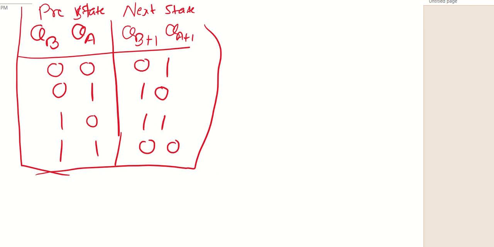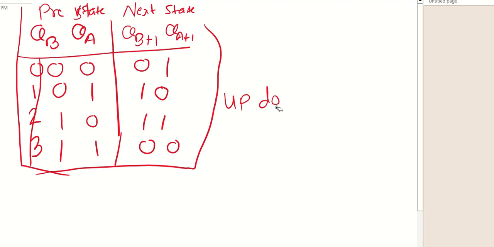And if you observe, the count is going 0, 1, 2, and 3. Means this is actually an up counter.